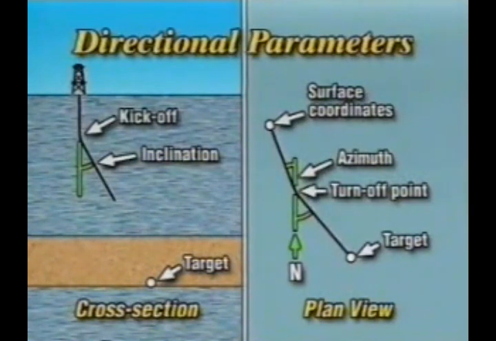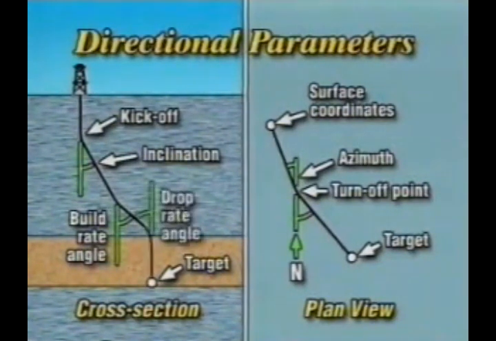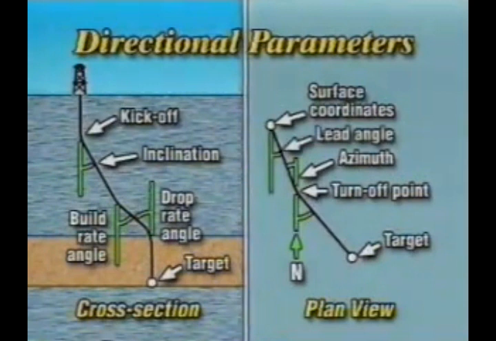The turn rate angle represents the incremental change in azimuth over a measured course length, while the build rate angle refers to the incremental increase in inclination. Conversely, the drop rate angle on a build, hold, and drop pattern is the incremental decrease in hole inclination. The lead angle, measured in the horizontal plane from the left of the target area, accounts for the tendency of a rotary bit to walk to the right. Its value depends on local drilling conditions.